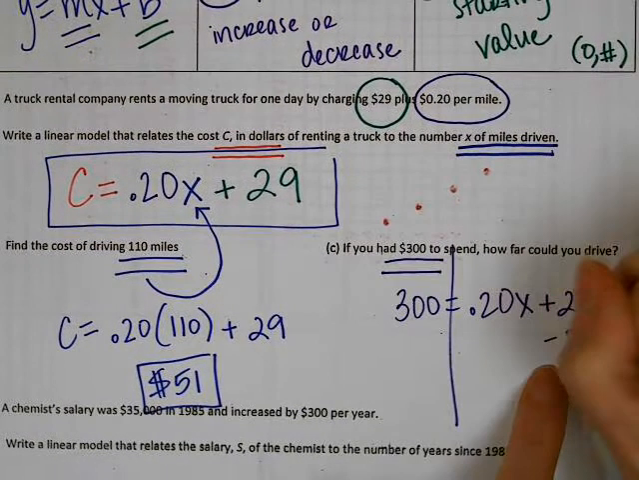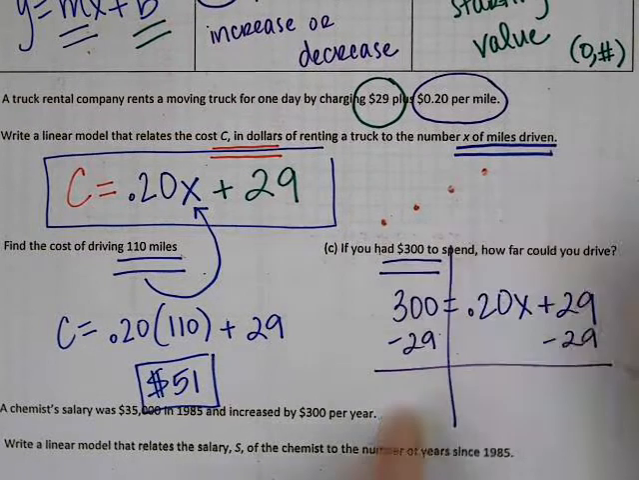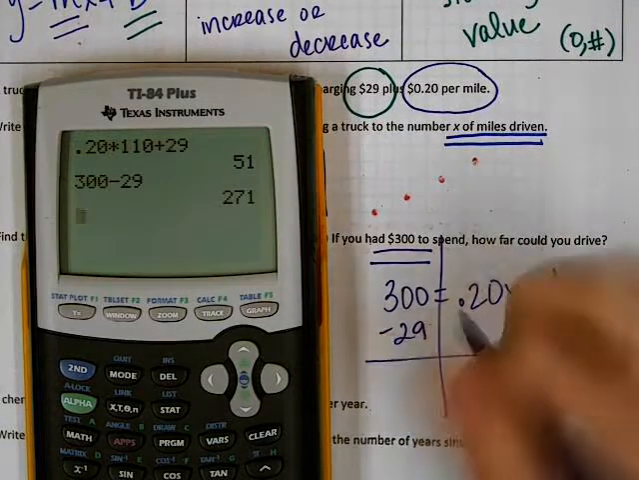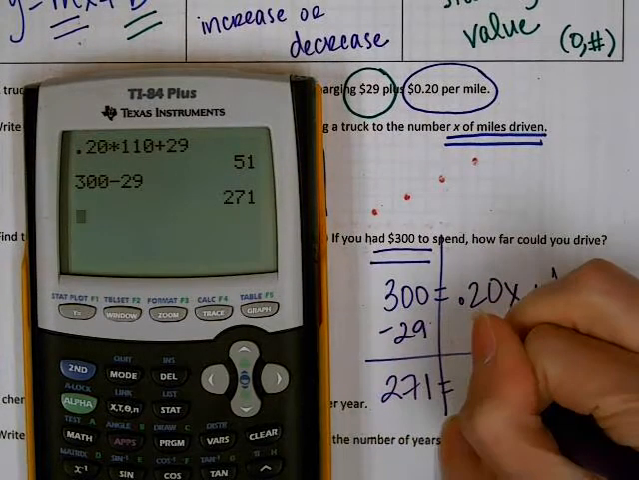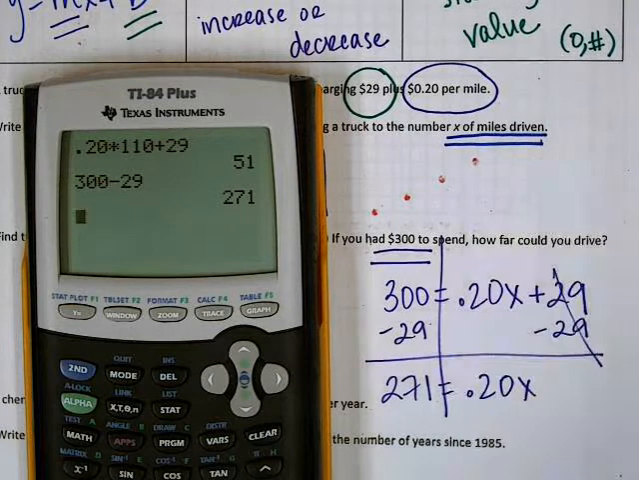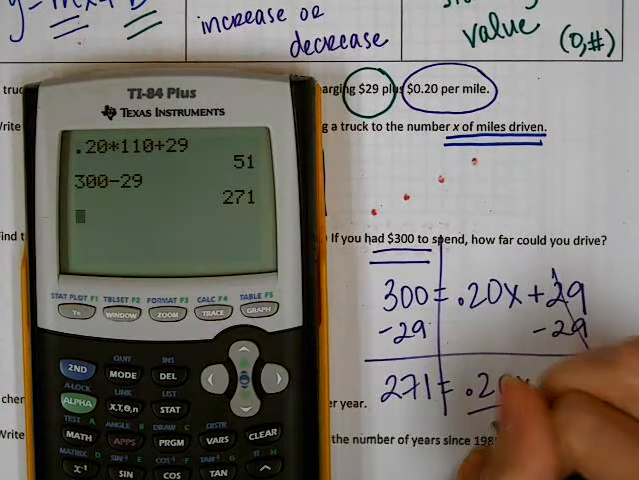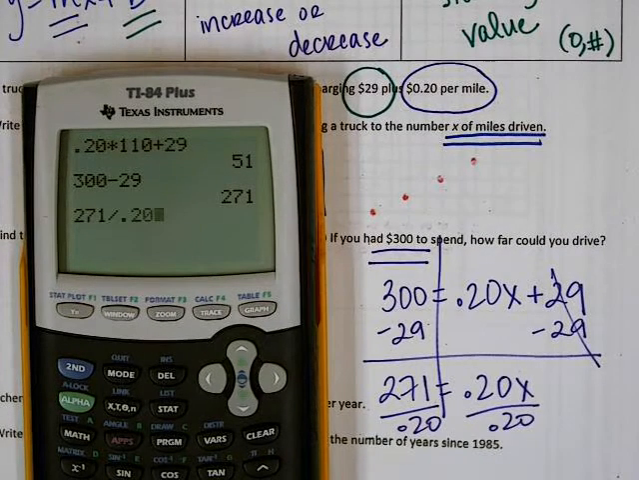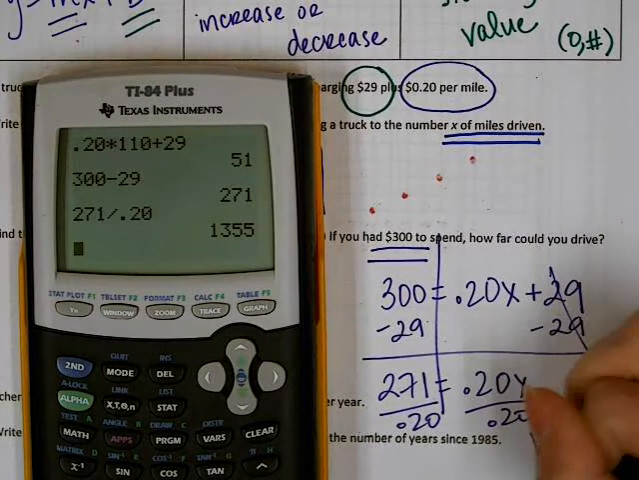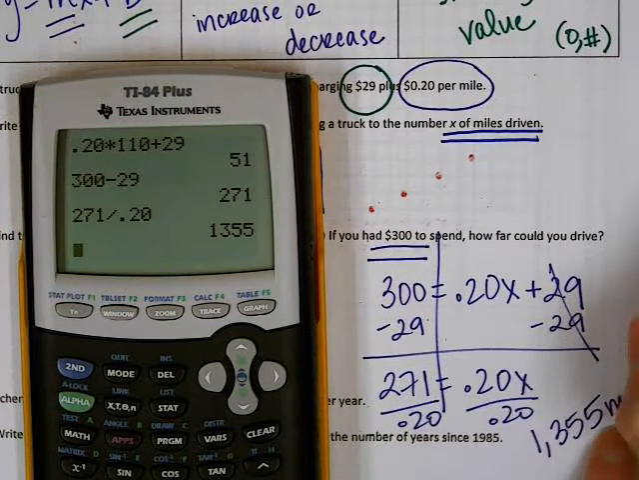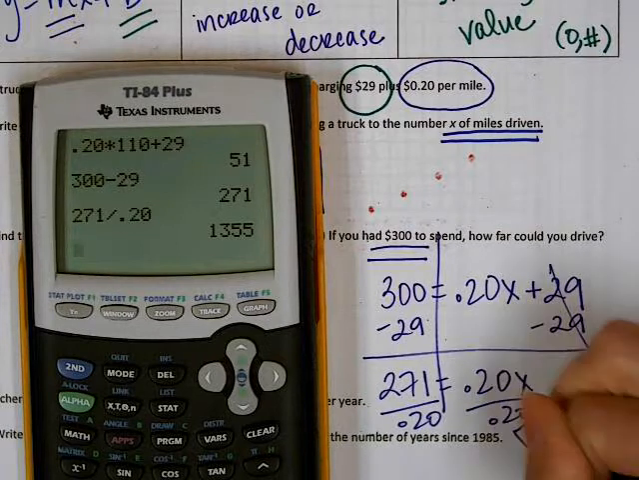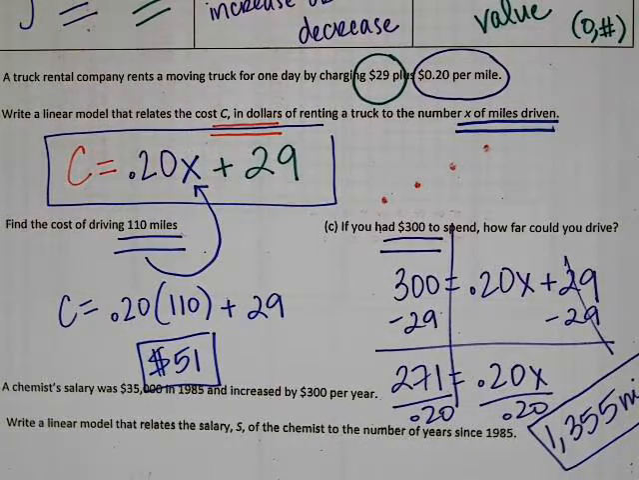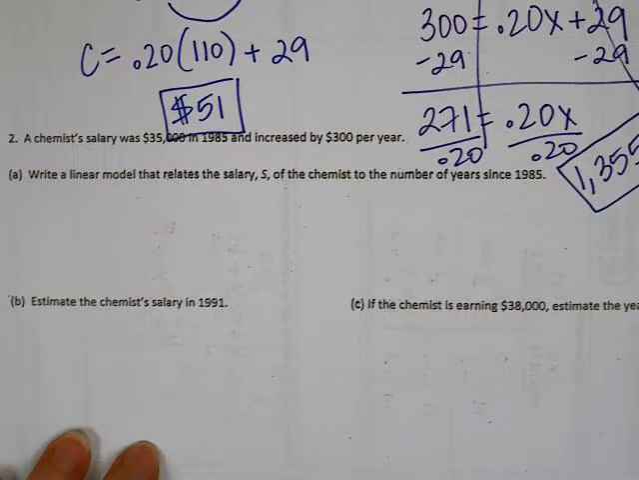We would subtract 29 from both sides. And then 300 minus 29, we have 271 equals 0.20x. And then you know, divide by 0.20 on both sides, and you get 1,355 miles can be driven. So that's pretty crazy. Let's do one more and then we'll call it a day, because this one's a little bit harder.